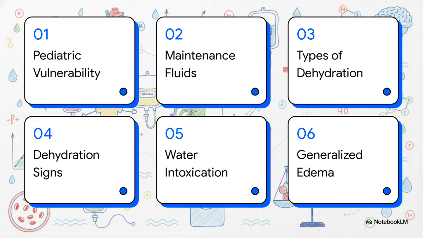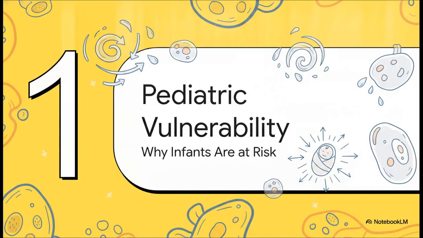We'll start with pediatric vulnerability, master the math of maintenance fluids, explore the three types of dehydration, look at clinical signs, water intoxication, and finally, generalized edema. All right, Section 1, the pediatric vulnerability.